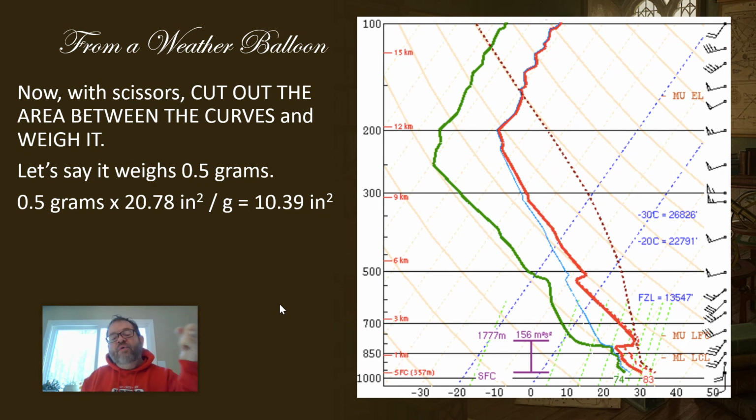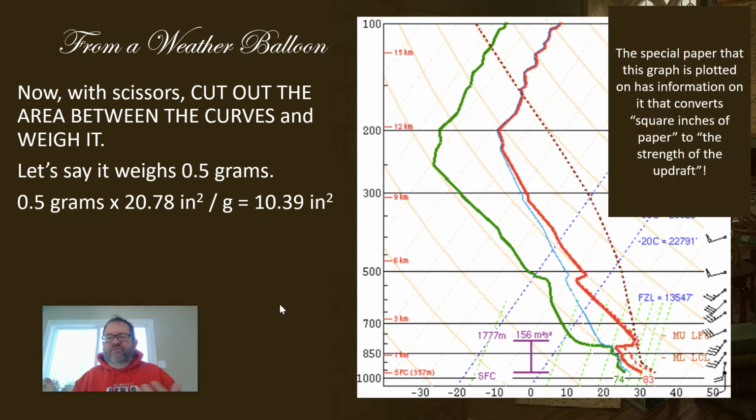But here's the deal. If I know the mass of the paper, the little scrap, and I know that this paper has so many square inches per gram, I know how many square inches is my weird little scrap of paper. So that little scrap of paper that they cut out of there, they now know its area. Like in this case, I cranked the numbers and it worked out to that little scrap of paper was 10.39 square inches. But that area is Cape. That area is proportional to the strength of the updraft. And so literally, we would just take that and convert it to the kinetic energy of the updraft. It had units of joules per kilogram.